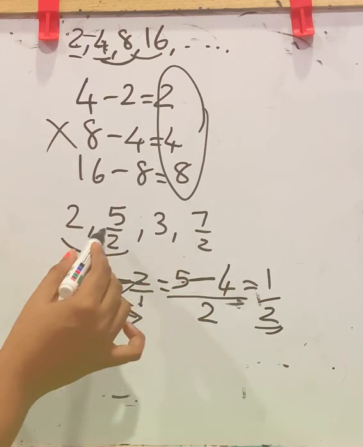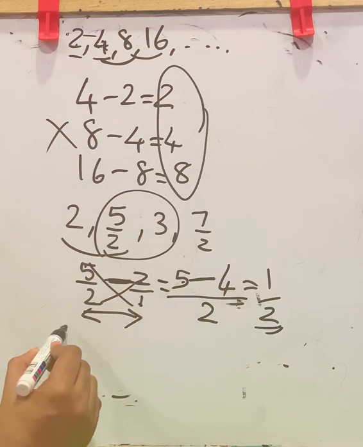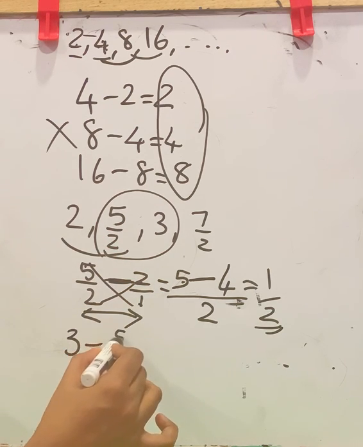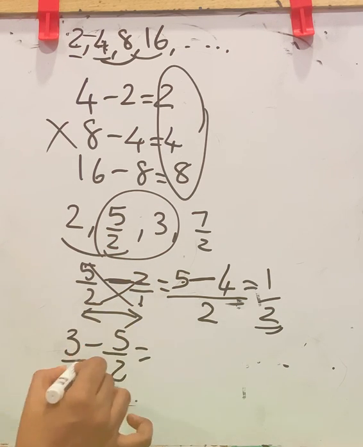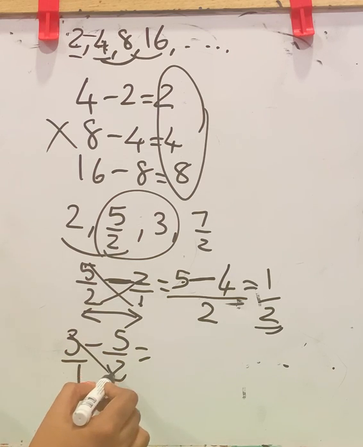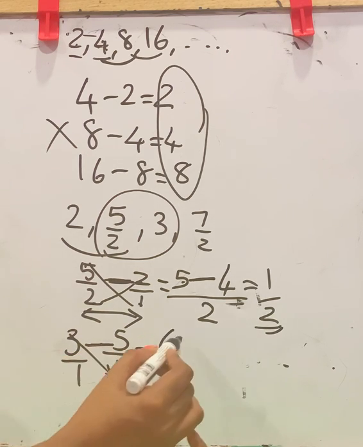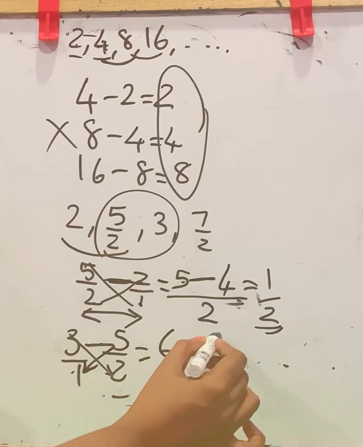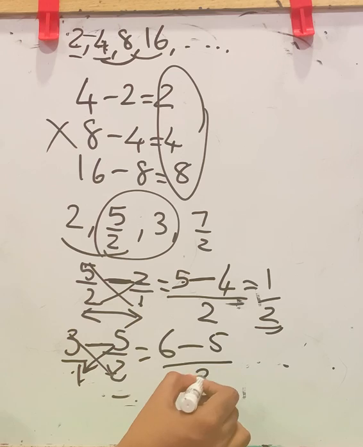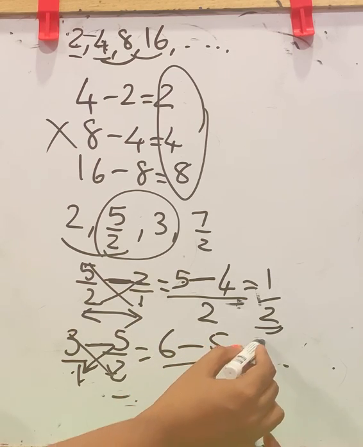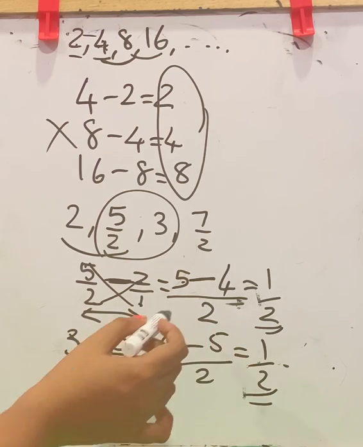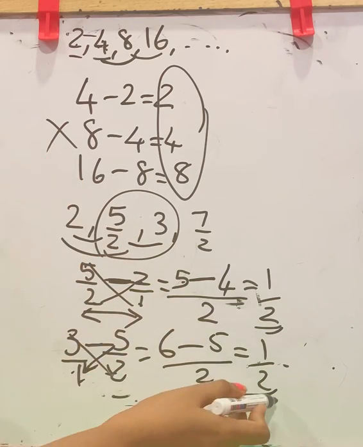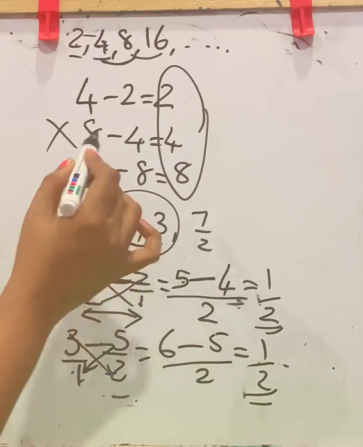Okay. Now consider these two terms. In that, this is the succeeding and this is the preceding. So 3 minus 5 by 2. Again, 3 by 1. Cross multiply. 3 twos are 6. Put the minus sign. 5 into 1. Cross multiply like this. 5 ones are 5, 2 ones are 2. 6 minus 5, 1 by 2. Again 1 by 2. Here the differences are the same. That means this is the common difference. So this is an AP.